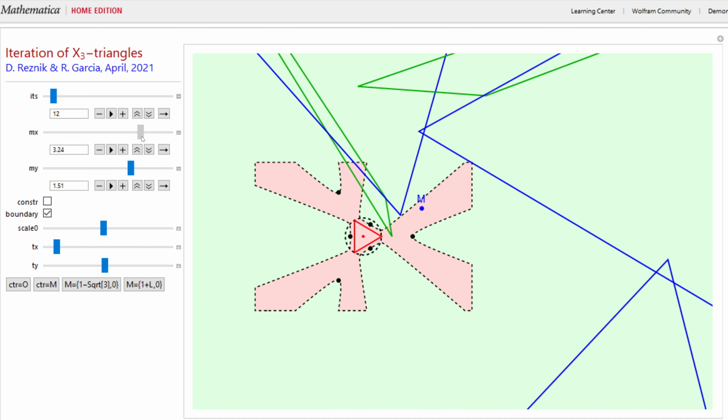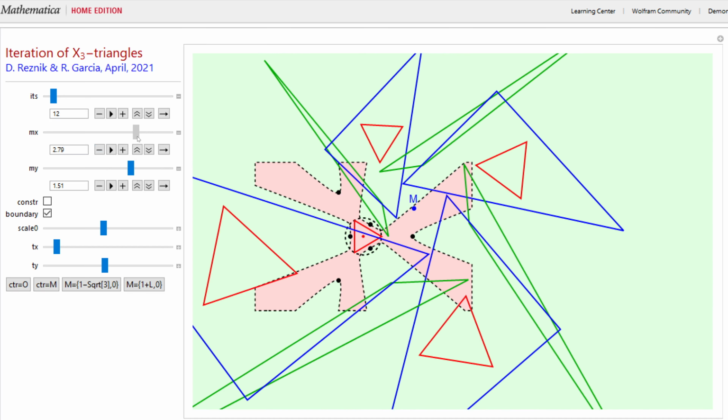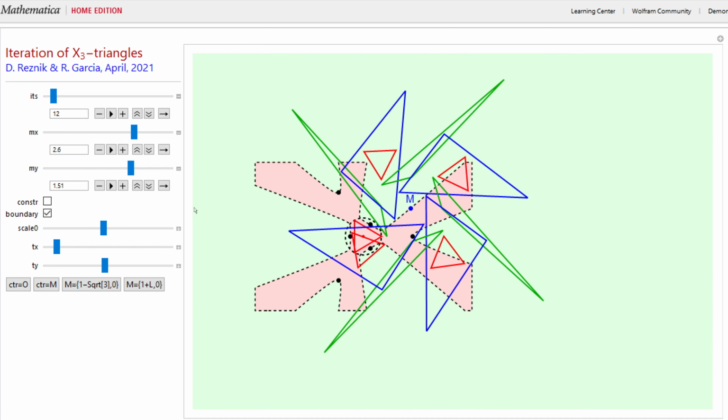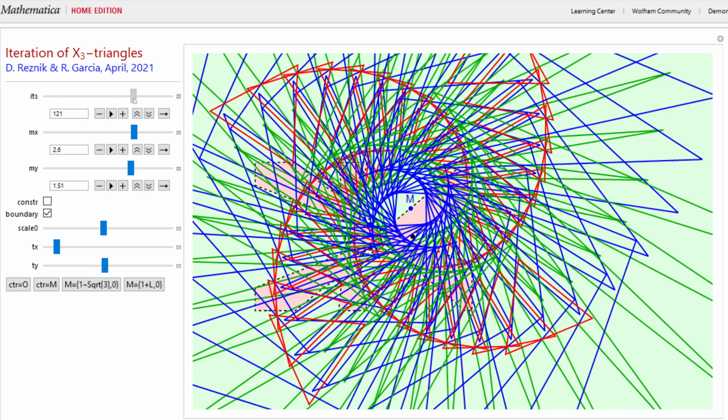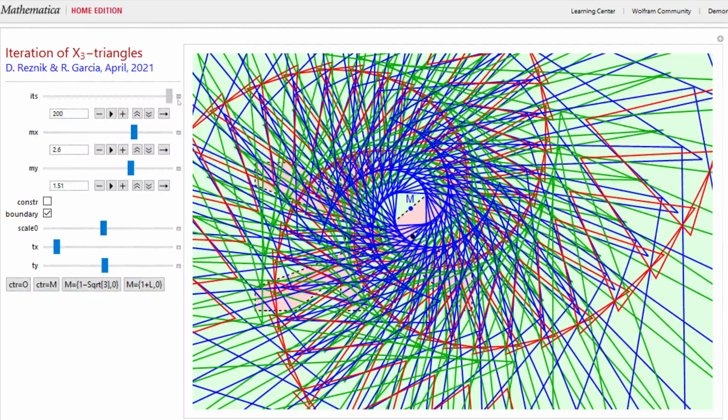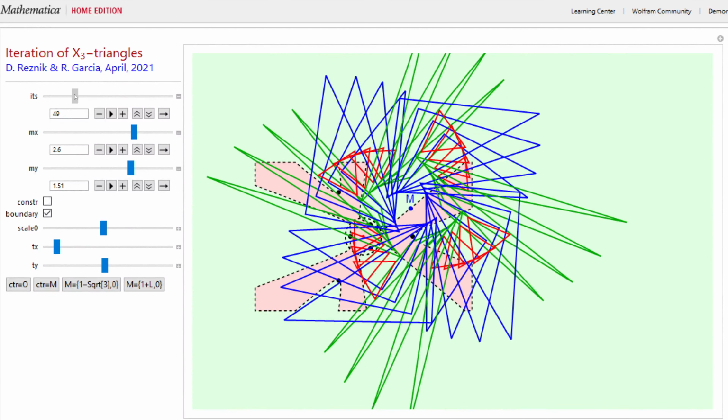I'm going to do it like that. So when M passes through the region here, as we did before, now we have a scaling factor equal to 1. So if I increase the number of iterations, I'm going to be on that circle again. I'm not going to be moving inward anymore.